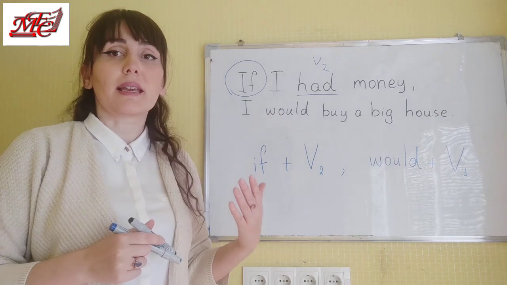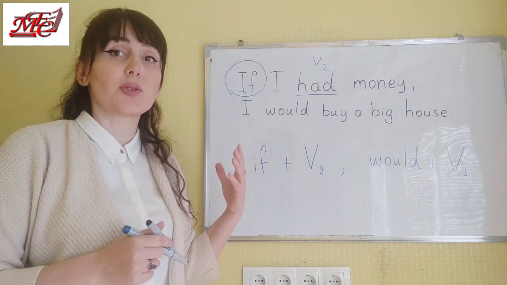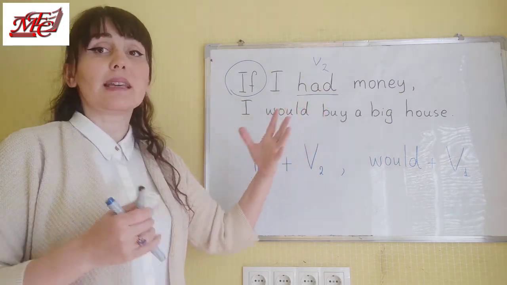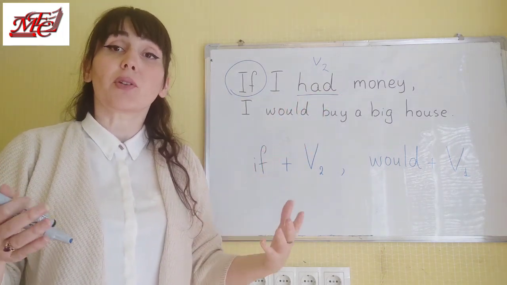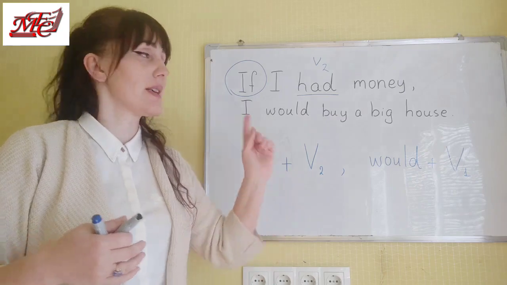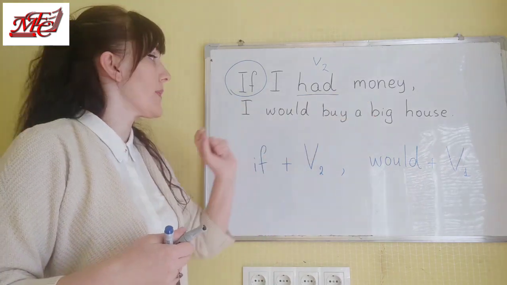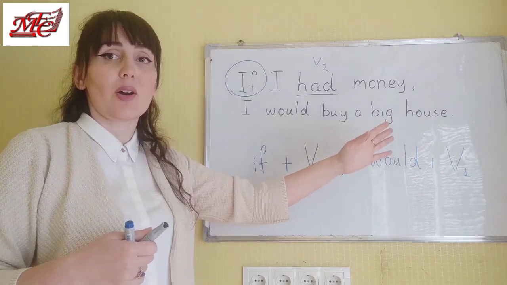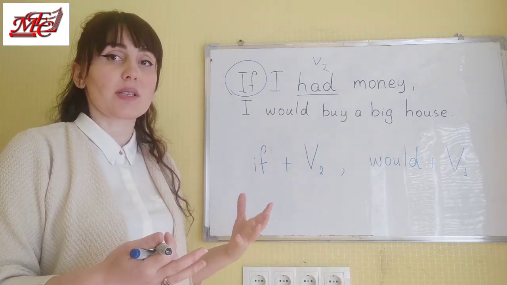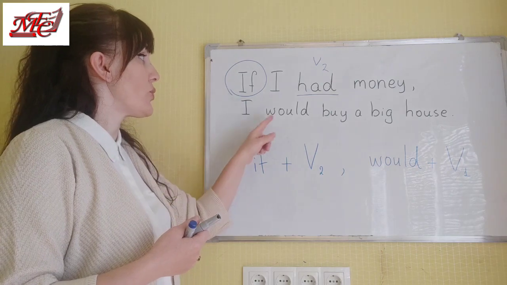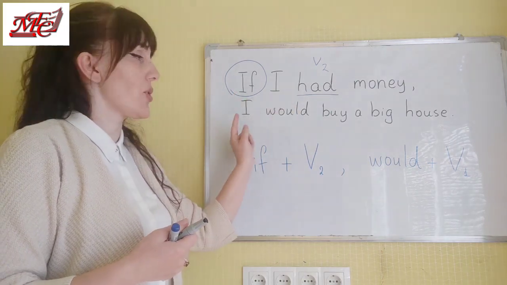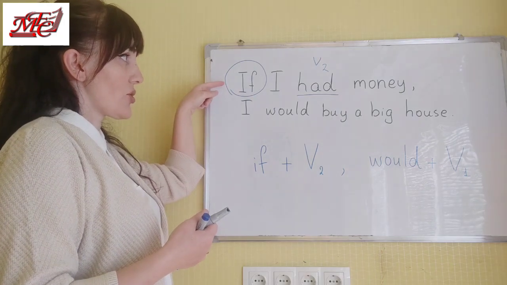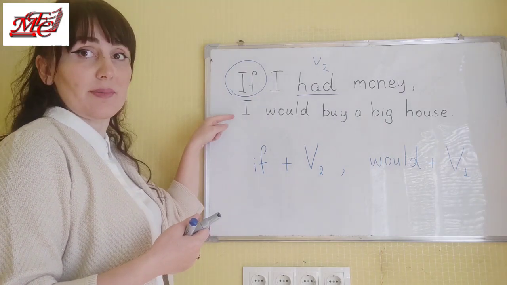As you see, the second conditional sentence consists of two clauses. The first clause is if I had money, and it is called if clause or condition clause, yes? So it is a condition. And the second clause is I would buy a big house. It is the main clause. We can never use would in if clause. It is always used in the main clause. So it is a condition and it is a result.